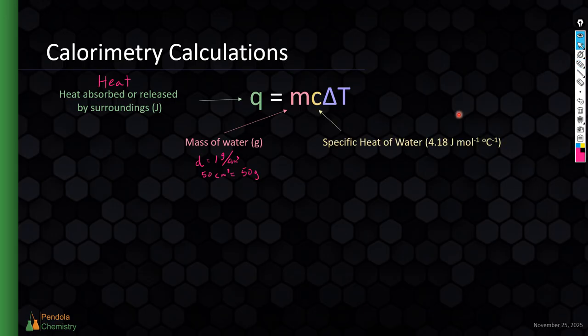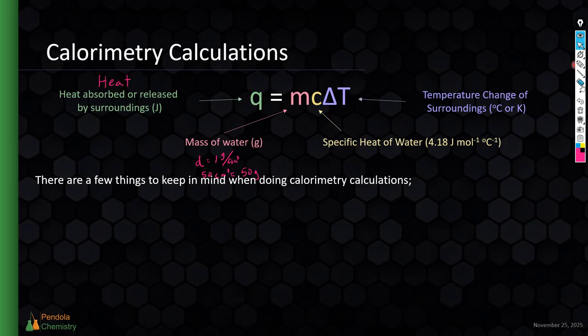C is the specific heat that we just discussed, so the specific heat of water in this case, which is 4.18 joules per gram Kelvin or gram Celsius, depending on which one you're choosing to use. And then delta T is simply the temperature change of the surroundings. It's a temperature change in either degrees Celsius, if you're using degrees Celsius for the specific heat, or Kelvin if you're using Kelvin for the specific heat. Because this is a change in temperature, it is going to be the same whether it's Celsius or Kelvin.